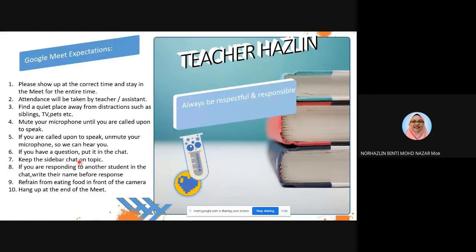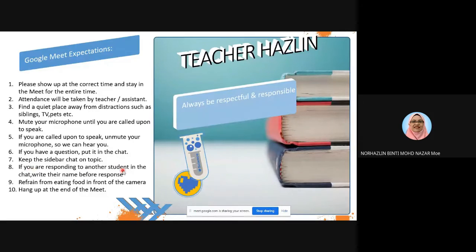Keep the sidebar chat on topic. Okay, don't talk about something else. Okay, talk about the topic that is being discussed in the Google Meet. Jangan cerita benda lain because I don't like. Kita fokus je pada topik kita nak belajar.